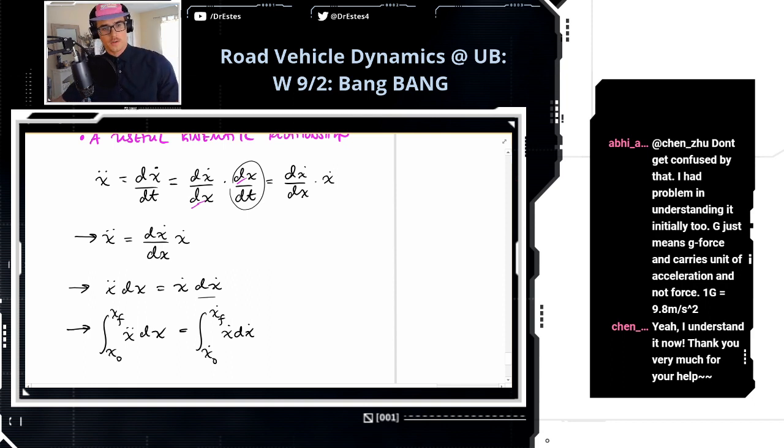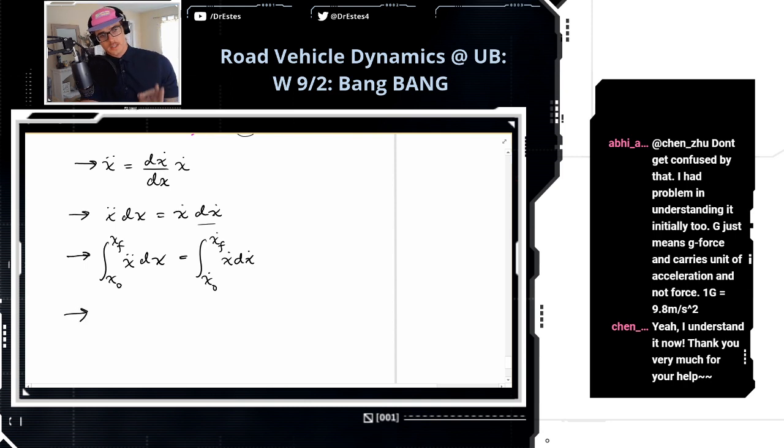So it turns out this kinematic relationship is super useful for solving examples like this one, like braking distance, or how far you need to travel to get up to a certain speed or whatever. Okay, so let's integrate this.